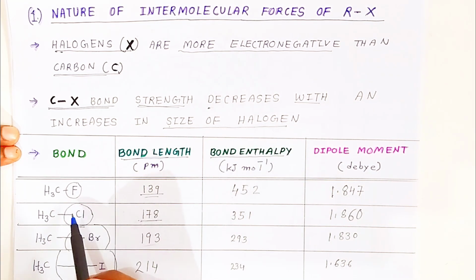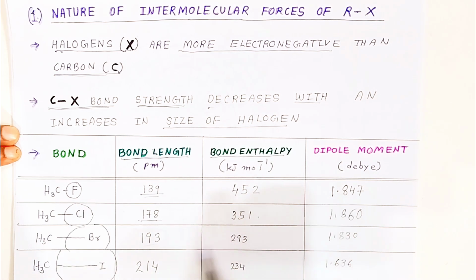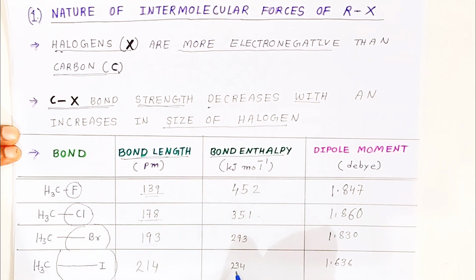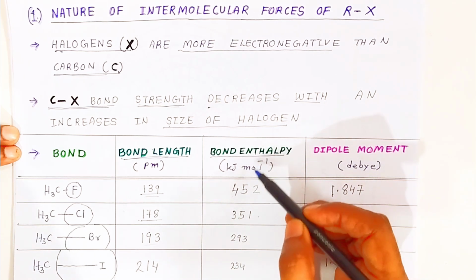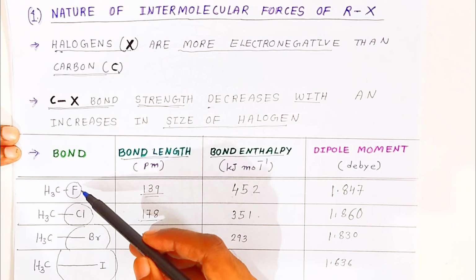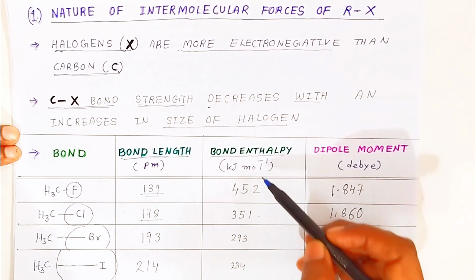When you go on, students, the bond enthalpy, the heat associated between carbon and chlorine, is 351 kilojoule per mole. In methyl bromide, the bond enthalpy between carbon and bromine will be 293. Here in iodine it is 234. See the numbers, students, they are in decreasing order. So bond enthalpy decreases from top to bottom, that is from fluorine to iodine. Understanding, students?